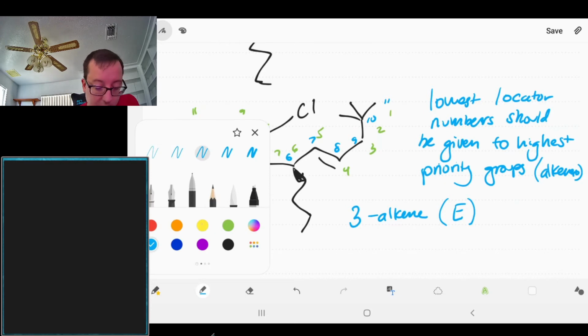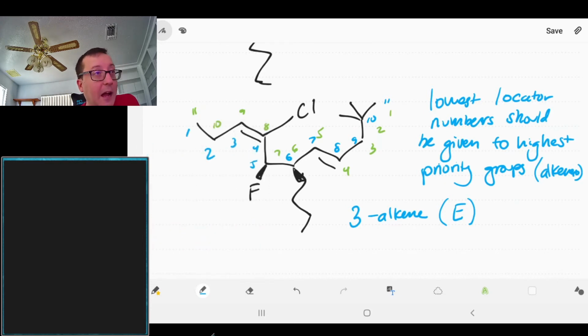On the left carbon, we have an ethyl group and a hydrogen. On the right carbon, we have a chlorine and then some carbon stuff. Chlorine wins on the right, ethyl wins on the left. Those two are trans to each other, so we call that an E-alkene. On carbon 4, we have a chlorine. On carbon 5, we have a fluorine. And let's check its stereochemistry.